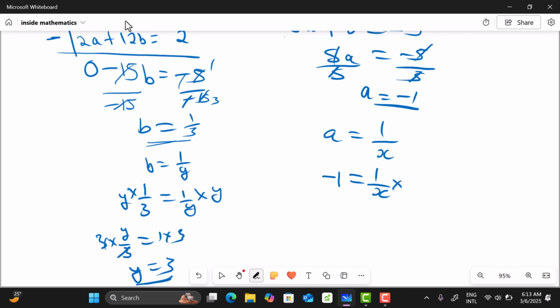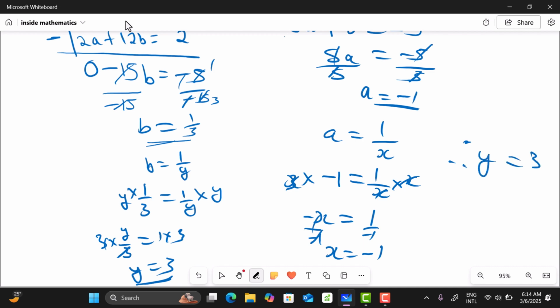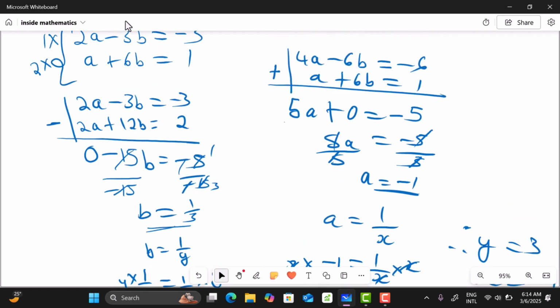Same goes here, we multiply both sides by x. Minus x is equal to, here we cancel, 1. If that is the case, divided by the negative 1, x is equal to minus 1. Therefore, the solution is y is equal to 3 and x is equal to minus 1. So that's how you solve for fractions.